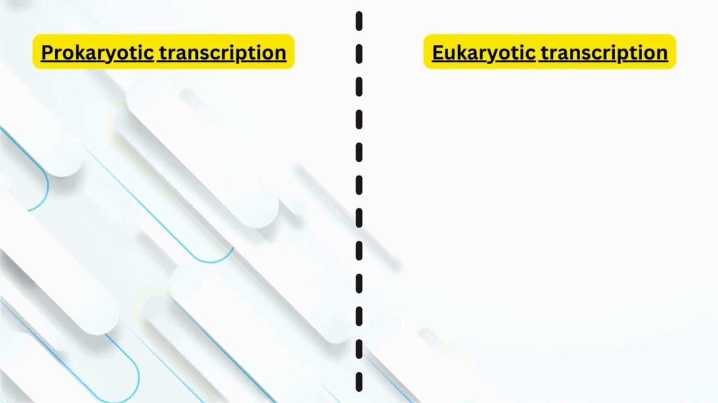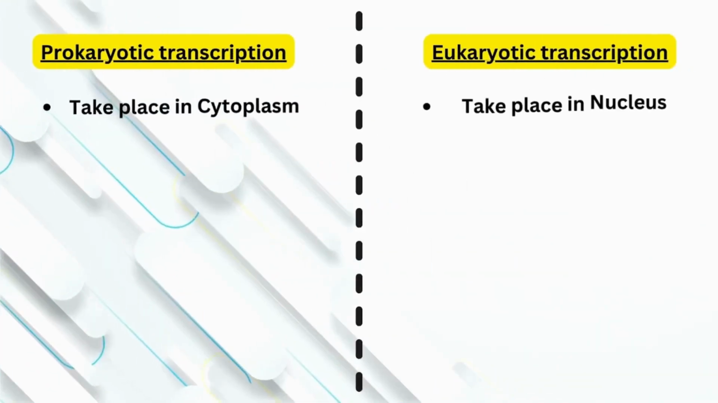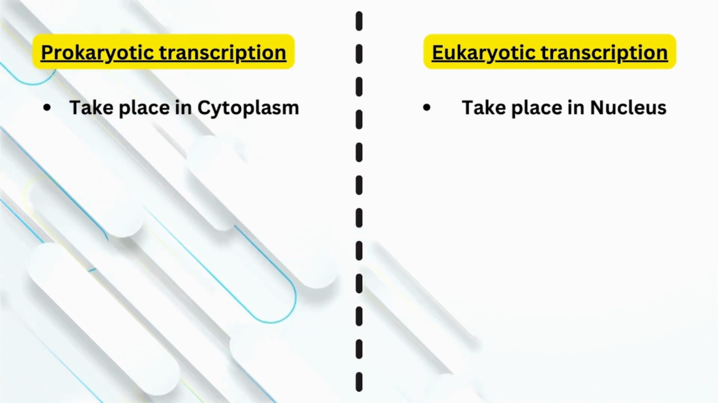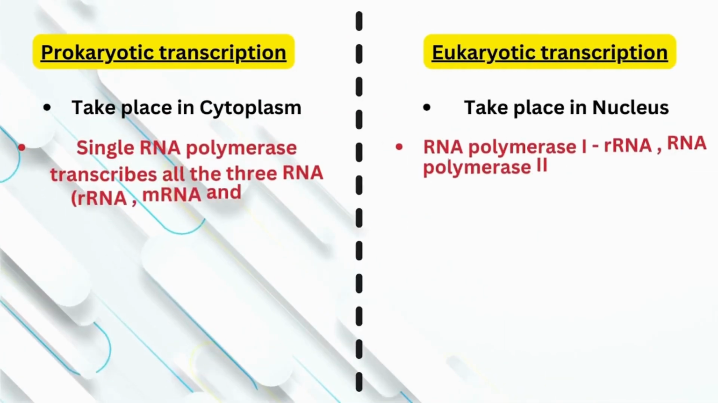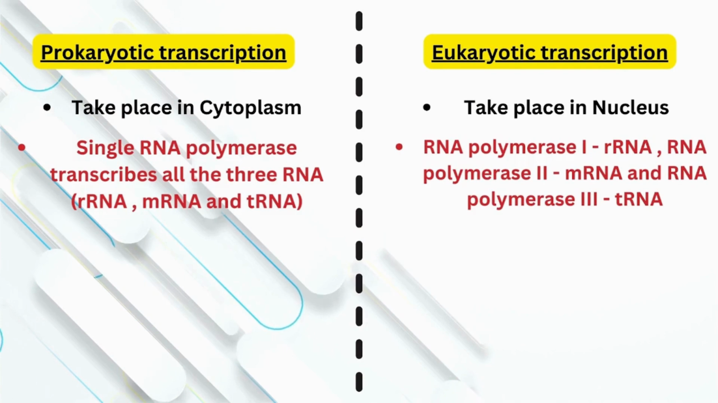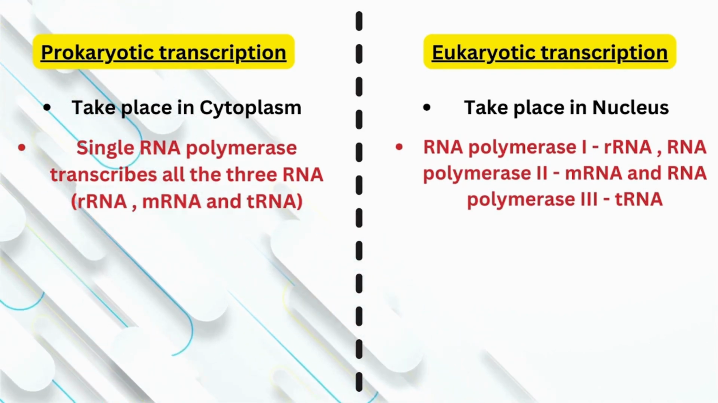Now let's discuss the difference between prokaryotic transcription and eukaryotic transcription. First difference, prokaryotic transcription takes place in the cytoplasm, whereas eukaryotic transcription takes place in the nucleus. In prokaryotic transcription, a single RNA polymerase is transcribing all the 3 RNAs, whereas in eukaryotes, different RNA polymerases are transcribing different RNAs.